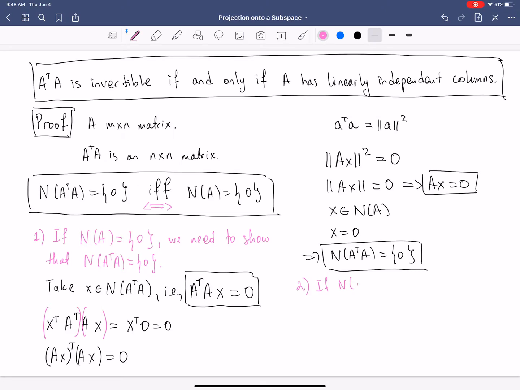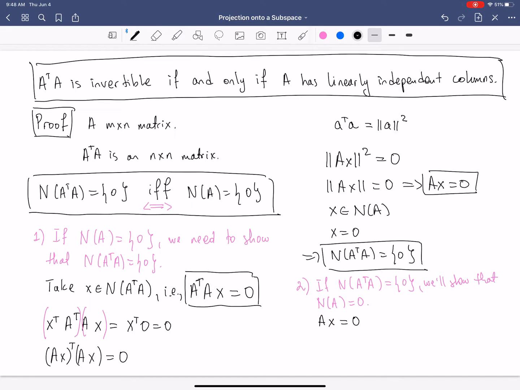If the null space of A transpose A is 0, so now we are assuming this to be true, we're not proving it, we show that the null space of A is also 0. Okay, how are we going to do that? Well, to show that the null space of A is 0, I better take a vector in that null space and check that it's the 0 vector. So a vector in the null space of A satisfies the equation Ax equals 0.